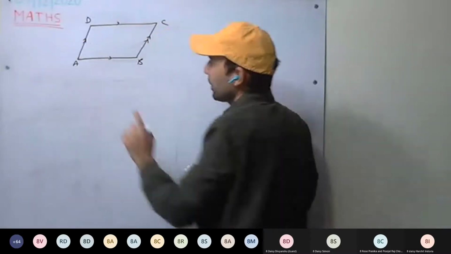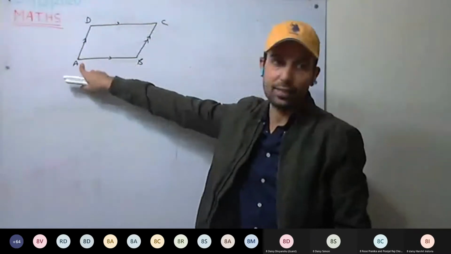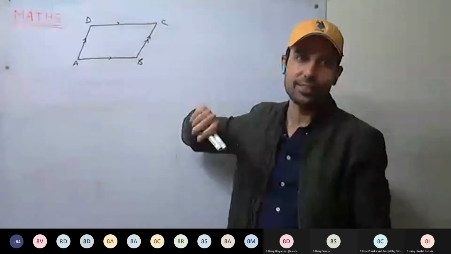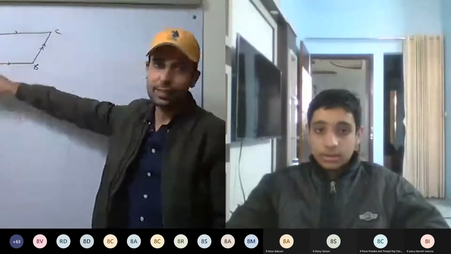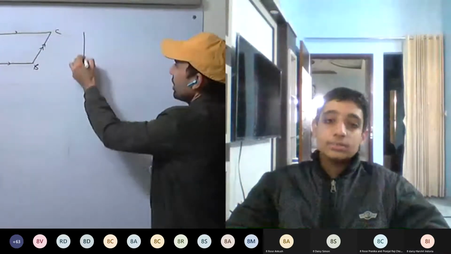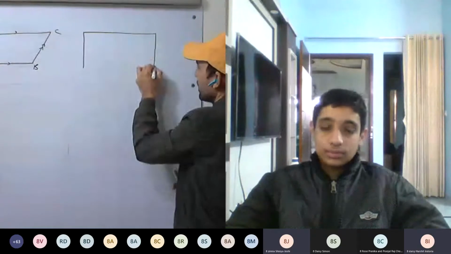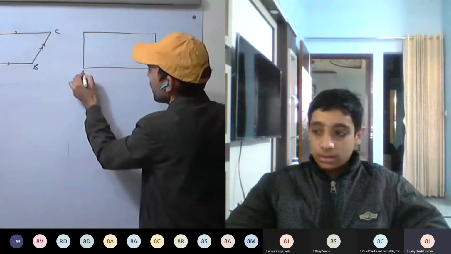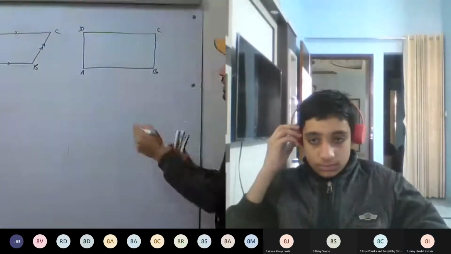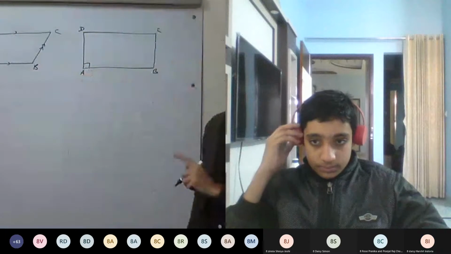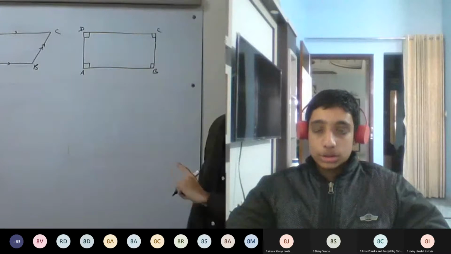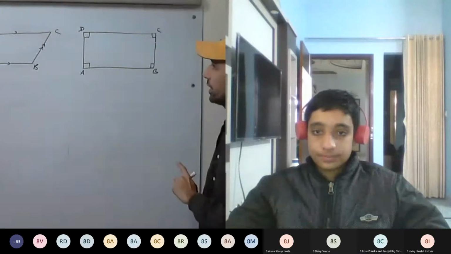Now in a parallelogram, if I make any one angle 90 degrees, what will happen to the remaining angles? All angles will be 90 degrees. A, B, C, D. So if one angle is 90 degrees in a parallelogram, all the remaining angles will become 90 degrees as well.